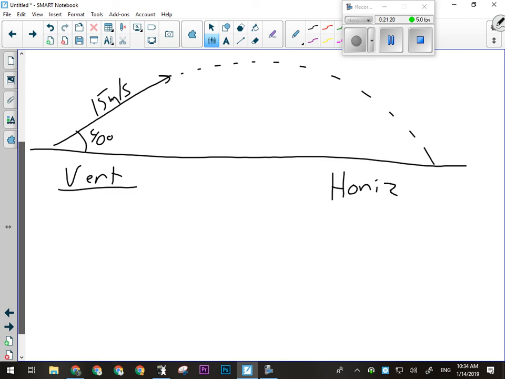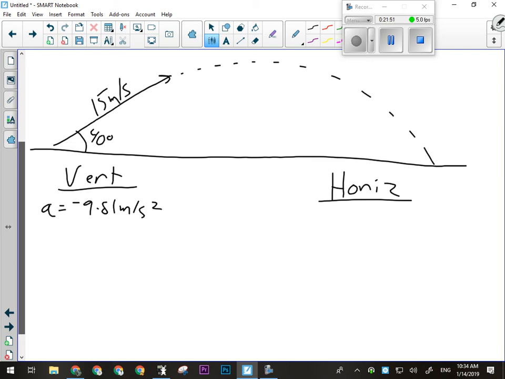Vertically speaking, the object undergoes accelerated motion due to gravity. Horizontally, the object travels at a constant velocity. The only piece of information that can go across from one to the other is time. So vertically speaking, here's what we know: the acceleration due to gravity is negative 9.81 meters per second squared, and that's it in terms of stuff we don't have to calculate.